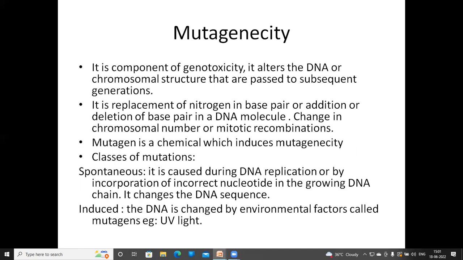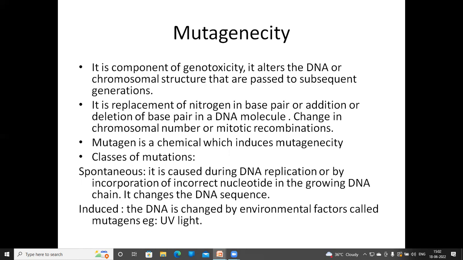The next one is mutagenicity. What is mutagenicity? A mutagen, as I told you, induces mutation. Mutagenicity is also a component of genotoxicity. It mainly changes the structure of DNA or the structure of a chromosome. It does so by replacing a nitrogen base in a base pair, or adding or deleting a base pair in a DNA molecule, or by changing the chromosomal number, or by mitotic recombination, so changes in the genes may occur. That is called mutation or mutagenicity. A mutagen is a chemical which mainly induces this mutagenicity.